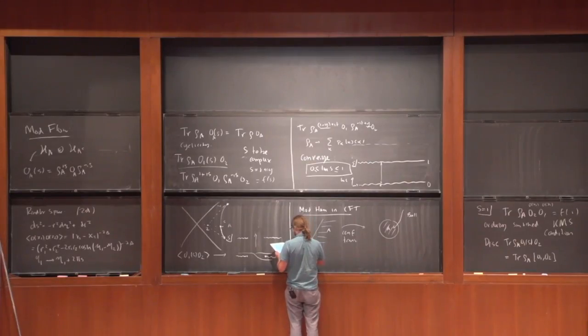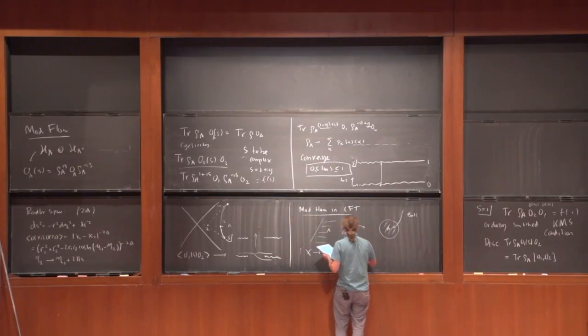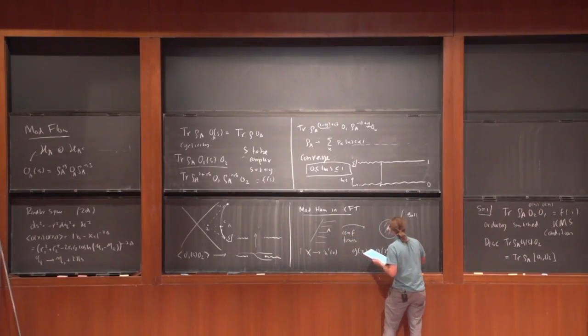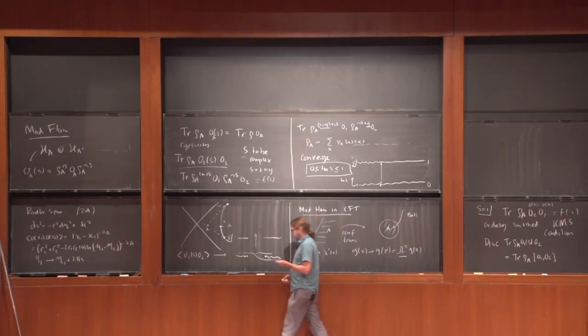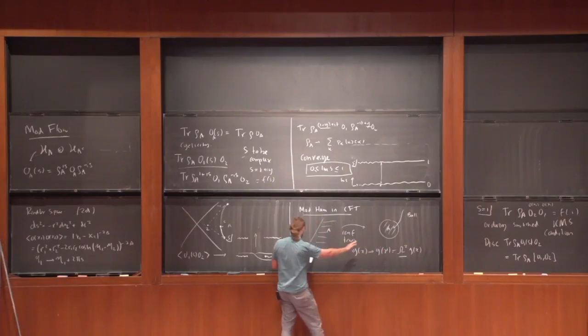Well, let me first say something about conformal transformations. So this conformal transformation is just some coordinate transformation that leaves the metric invariant up to some overall scale factor omega.